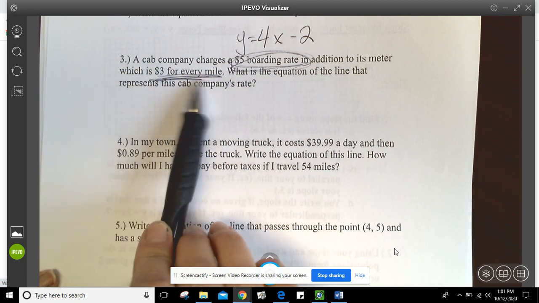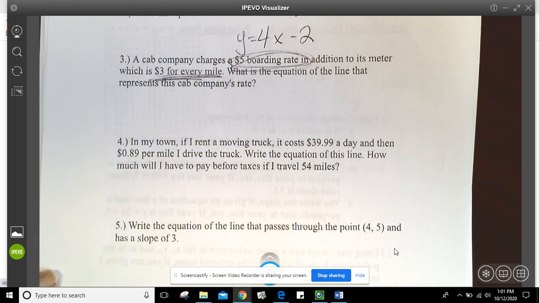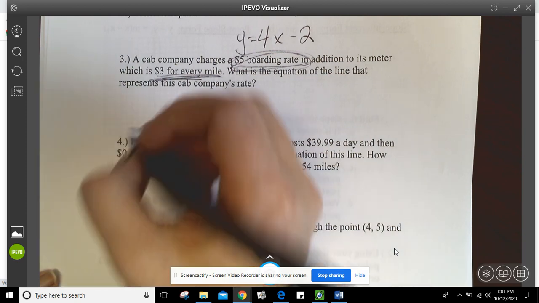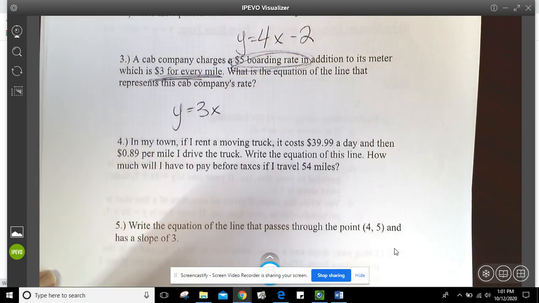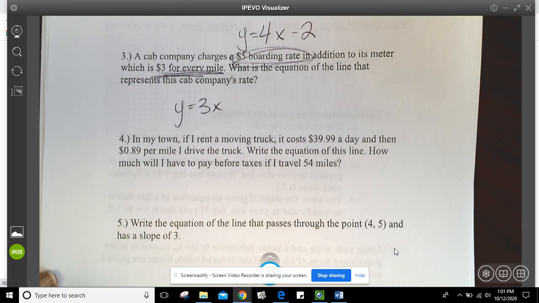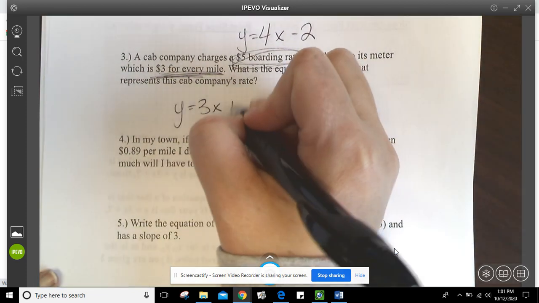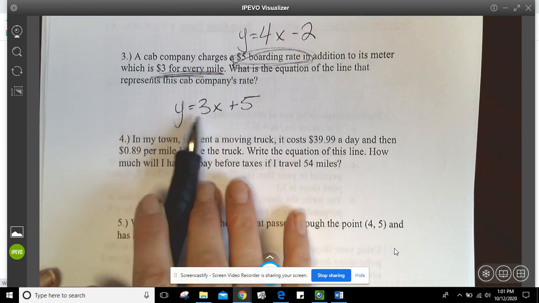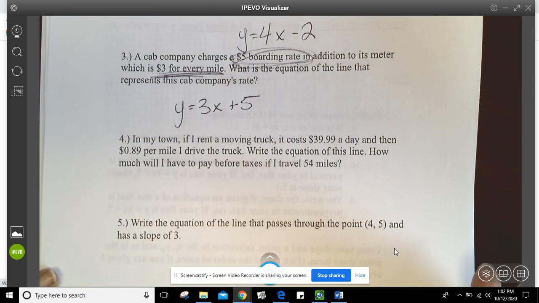So the 3 is going to be my slope, because that is the rate. Like if I told you 10 miles, it's $3 every mile. So I know that 3 is my slope because that's the one that's a variable with my mile. And then a boarding rate means like you got in the cab. So if you get in the cab, it's $5 no matter what. The slope is the one that is constantly changing depending on how far you're driving the cab.